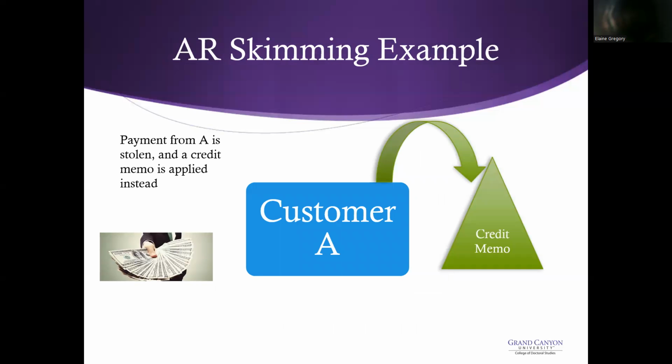Now, an AR skimming example, again, it's before it gets on the books. The AR is on the books. So we have a payment that comes in, and when they come in and make the payment, instead of booking the payment against customer A who paid their bill, we issue a credit memo. Now, normally a credit memo would go back out to those customers, which would alert the customer: well, why would I get a credit memo? Because I made the payment.